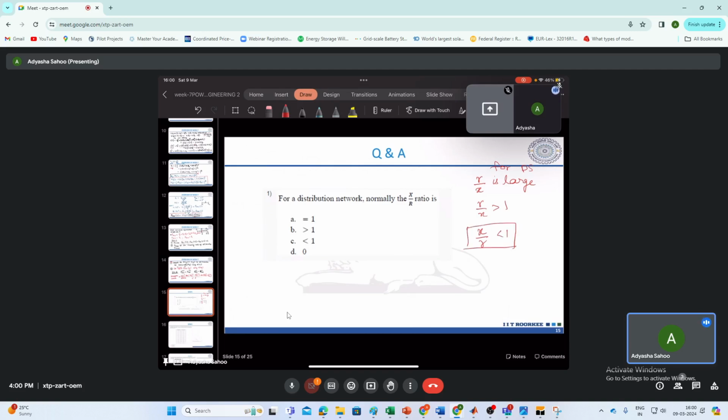Whereas for the transmission system, this X by R is very high. Sometimes it may be in the range of 20 or 50 also. But for distribution systems it is very low, the X by R ratio is less than 1. So this C.